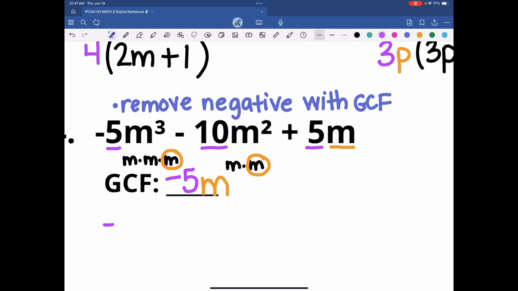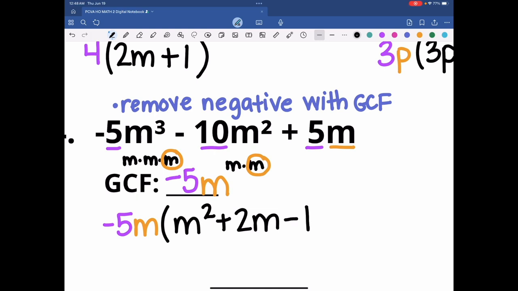All right, so if we take negative 5 and m out of each term, that means we're going to divide it out. So negative 5 divided by negative 5 is going to make that a positive 1. And again, that's going to be more helpful for us later on. I had 3 m's and I took 1 out, so I'm left with m squared. Negative 10 divided by negative 5 is going to be plus 2. I had 2 m's, but I took 1 out, so I'm left with 1. 5 divided by negative 5 is going to be negative 1. And I had 1 m, I took 1 out, I'm left with no m's.